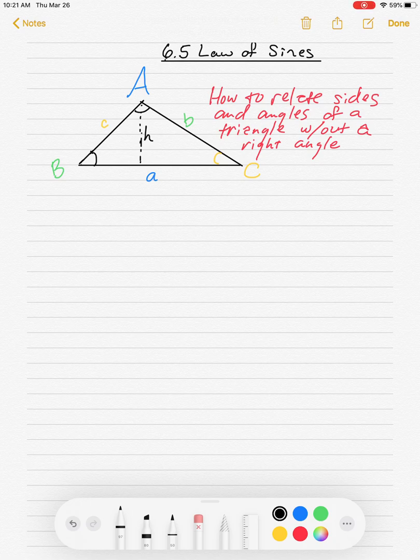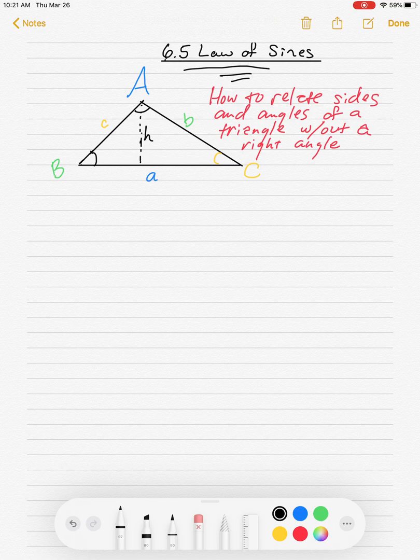All right, today we are going to look at section 6.5, looking at the law of sines. So in this section, our goal is to be able to relate the sides and angles of a triangle that's not necessarily a right triangle. The problems we've done so far have all been for right triangles.